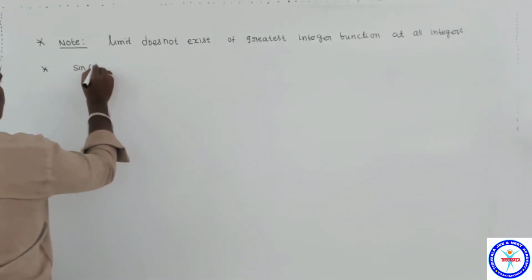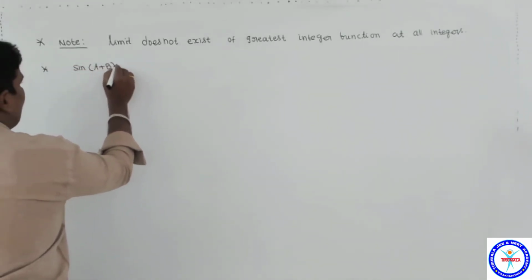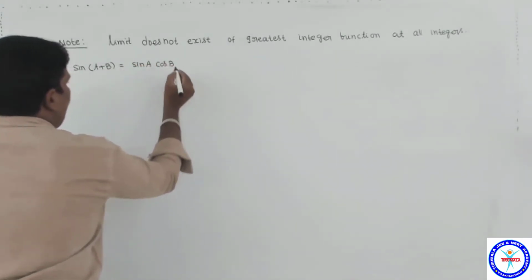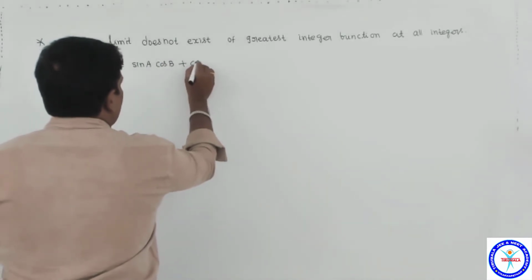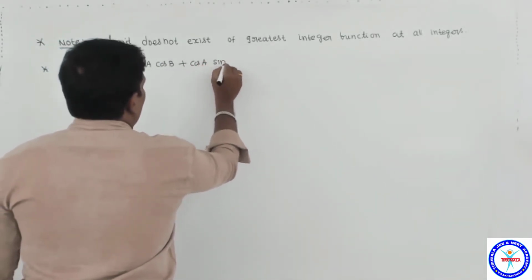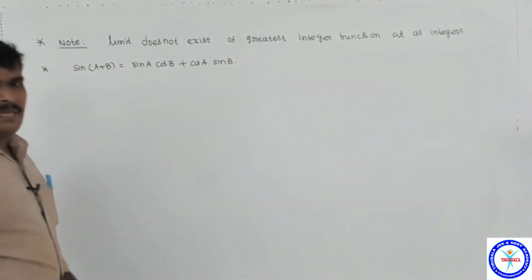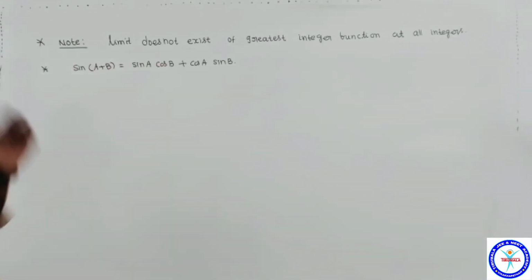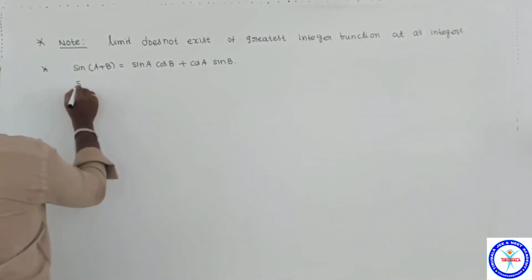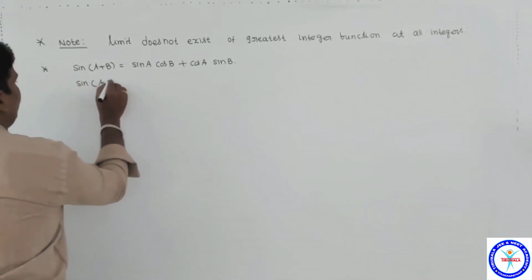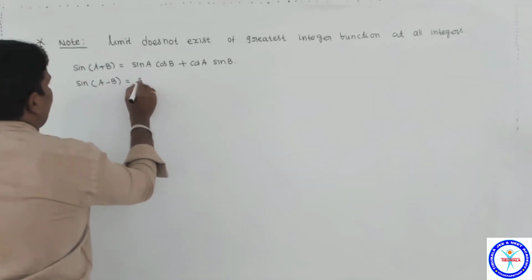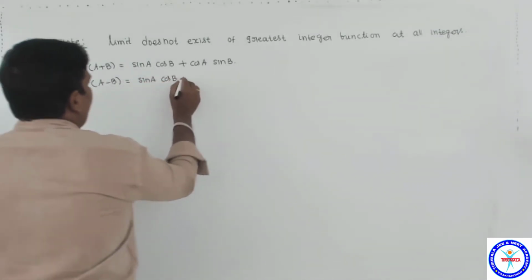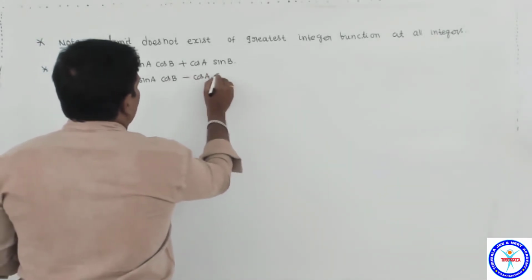Sin of a plus b equals sin a cos b plus cos a sin b. Sin of a minus b equals sin a cos b minus cos a sin b.